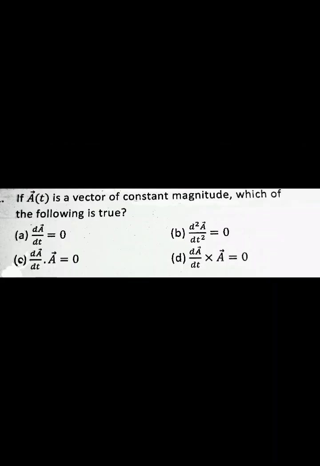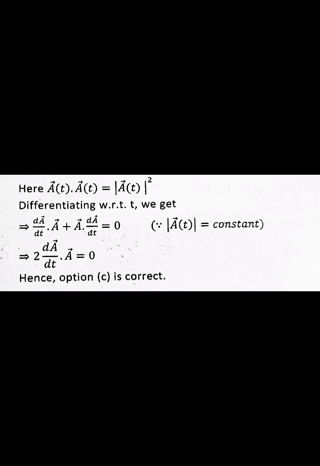The first question is, if A of t is a vector of constant magnitude, which of the following is true? Here it is given that |A(t)| is a constant. Then A(t) · A(t) is equal to |A(t)|². Differentiating this with respect to t, that is dA/dt · A + A · dA/dt is equal to 0. So 2 dA/dt · A is equal to 0, that is dA/dt · A is equal to 0. So option C is the correct answer.